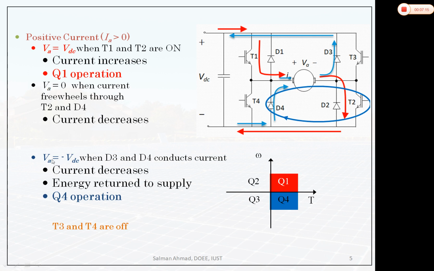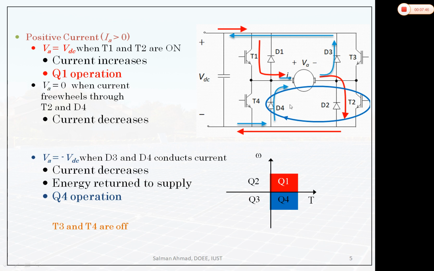Similarly, you can see the Q4 operation. That means the voltage applied across this will be negative because the speed is negative in the Q4 quadrant. So in that case D3 and D4 will conduct. You can see D3 and D4. This negative voltage will come here and the positive voltage will appear here. So the polarity of the voltage applied across the armature circuit will get reversed.